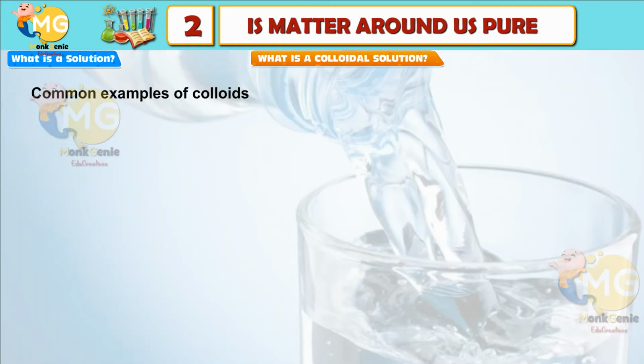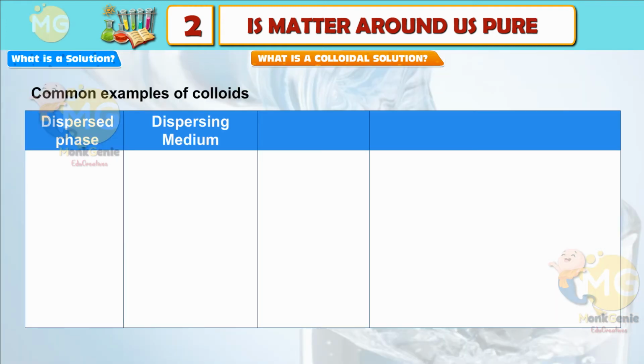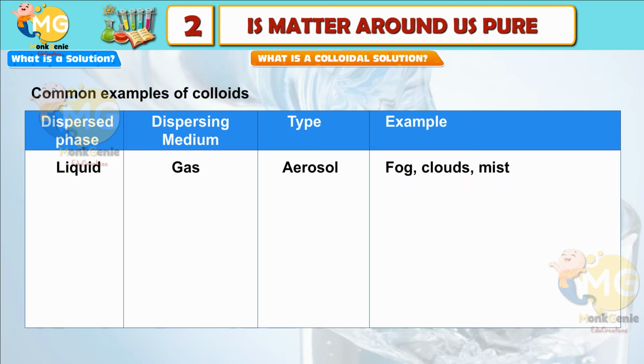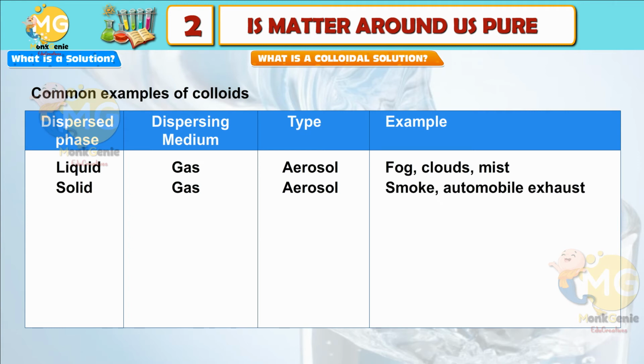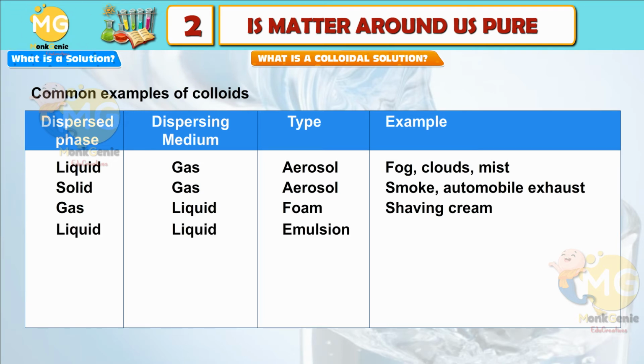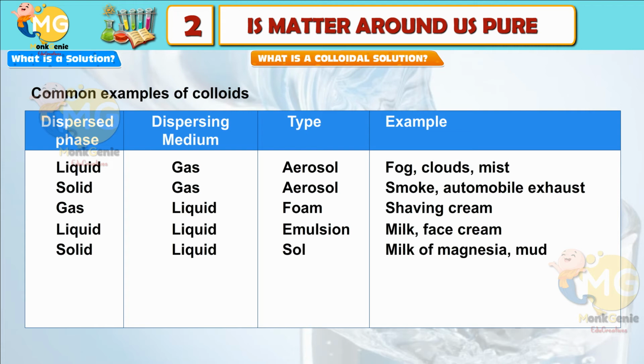Common examples of colloids: dispersed phase, dispersing medium, type, example. Liquid, gas, aerosol: fog, clouds, mist. Solid, gas, aerosol: smoke, automobile exhaust. Gas, liquid, foam: shaving cream. Liquid, liquid, emulsion: milk, face cream. Solid, liquid, sol: milk of magnesia, mud. Gas, solid, foam: rubber, sponge, pumice.